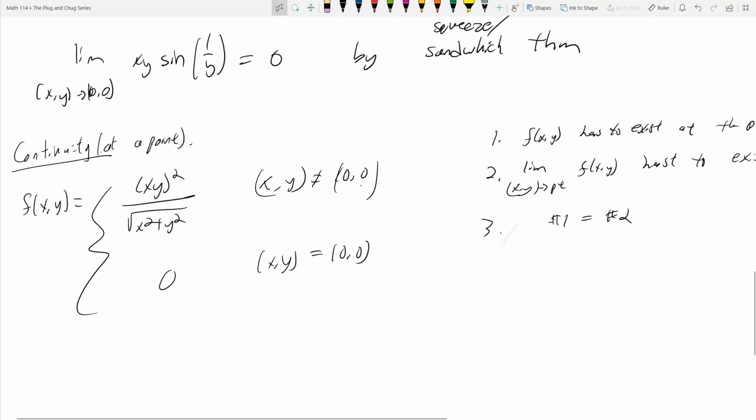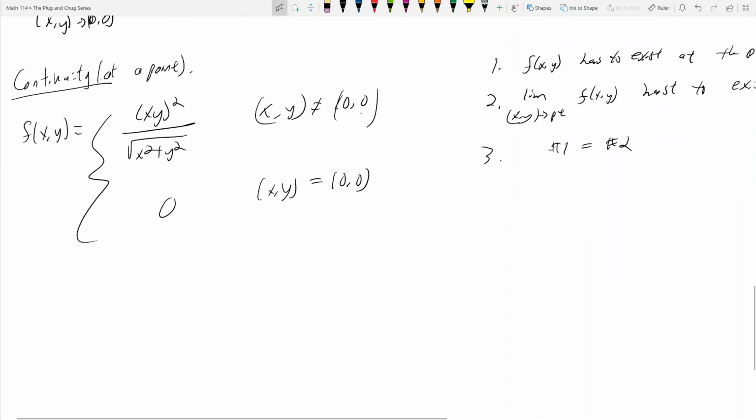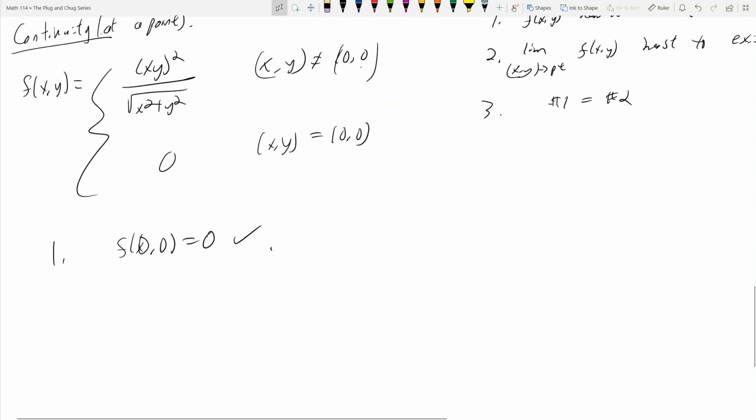Okay, so how do you show that? Well, for this, 1 is trivial. It's 0. So f at 0, 0 is equal to 0. Okay, that's good. The second part is we need to find the limit as xy approaches 0, 0, because it only seems like the problem point is going to be 0, 0. So let xy approach 0, 0, and then we have xy squared over root x squared plus y squared. Okay, what is this limit?